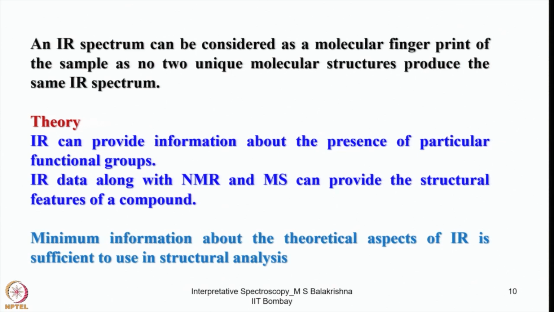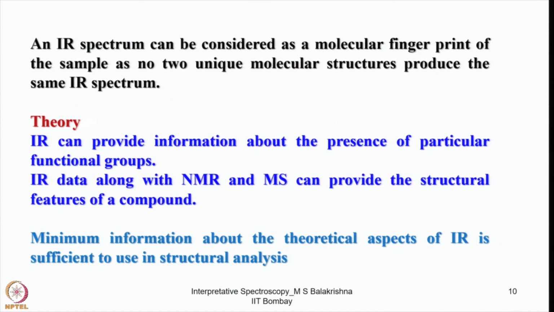IR can provide information about the presence of particular functional groups, say whether an OH group is there, whether a CO group is there, whether an amine group is there, or whether there is a C double bond O, P double bond O, C triple bond N, or C double bond N. All this vital information one can extract simply by looking at the IR spectrum of a given molecule. IR data along with NMR and mass spectrometric data can provide the structural features of a compound without any ambiguity.